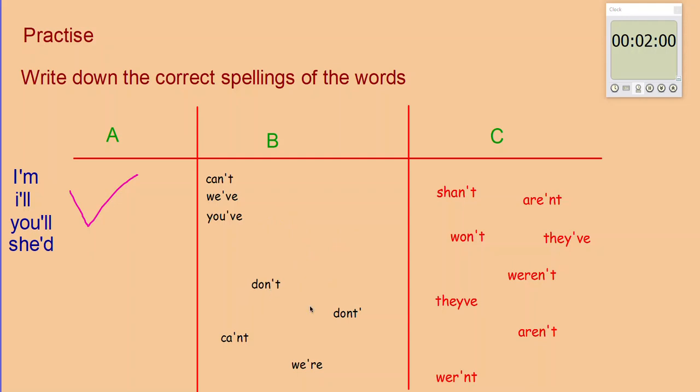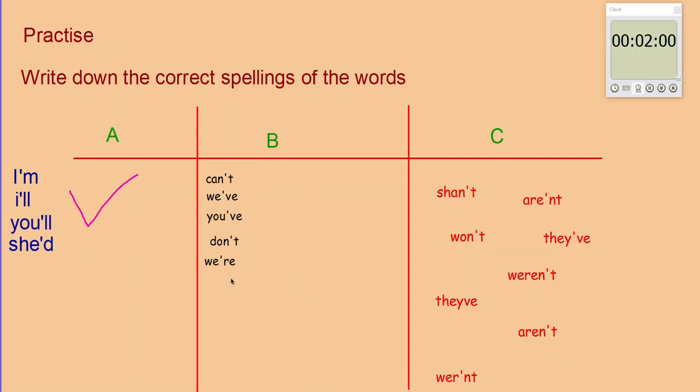And out of the two don'ts, this is the correct one. So the apostrophe here is in the correct place. As you can see with can't, this one is in the correct place, this one is not. And finally, we're, expanded is we are.